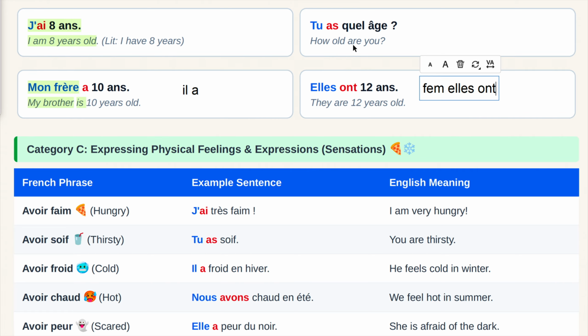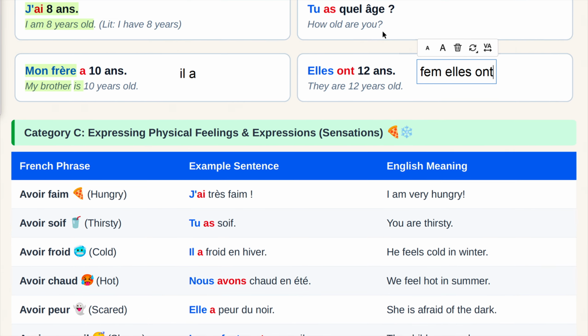And if you want to say "how old are you", this is the exact phrase which you can learn. Tu as quel âge? If you want to ask someone how old are you, tu as quel âge? D'accord? And if you want to say I am 21 years old, tell me how will you respond? Exactly, j'ai 21 ans, d'accord, that is the correct answer.